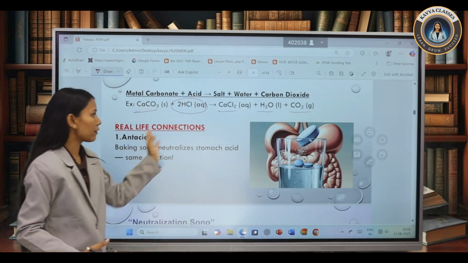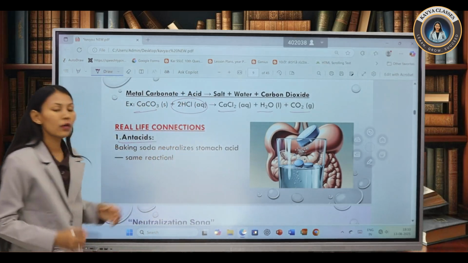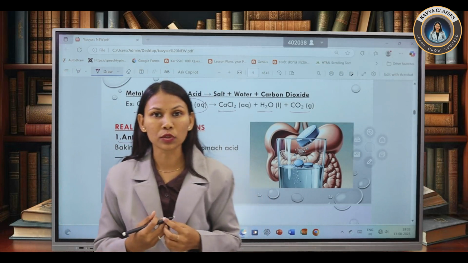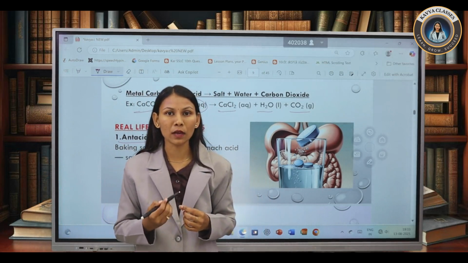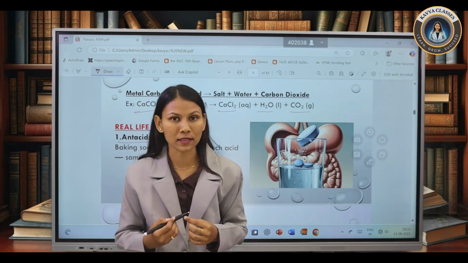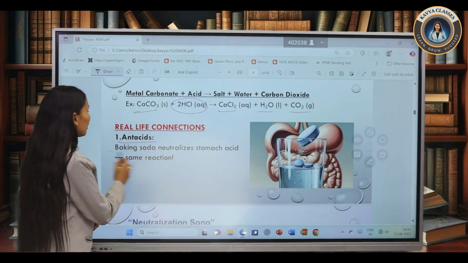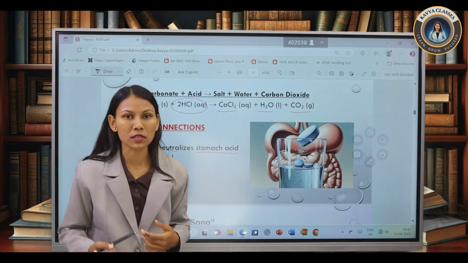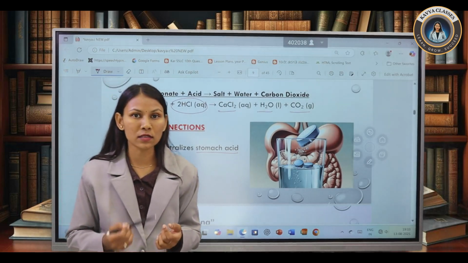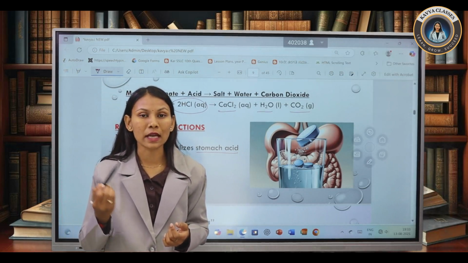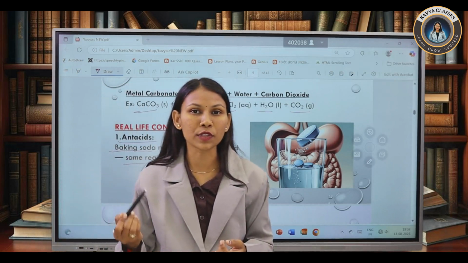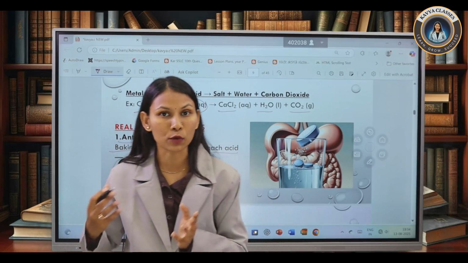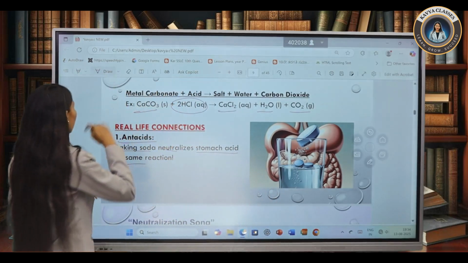Yes, let's see real life connections. Okay, some of you will be telling, acidity is more. So acidity is there in my stomach. So what to do? In such cases, antacids will help you to reduce the acidity, to neutralize the acidity. Baking soda neutralizes stomach acid. Same reaction, means once the acidity is more in our stomach, this baking soda neutralizes that acidity. So these are all called antacids, which reduce the acidity of the stomach. So this is how we are using these chemical reactions in our real life also. Yes, children. Let us go to next.